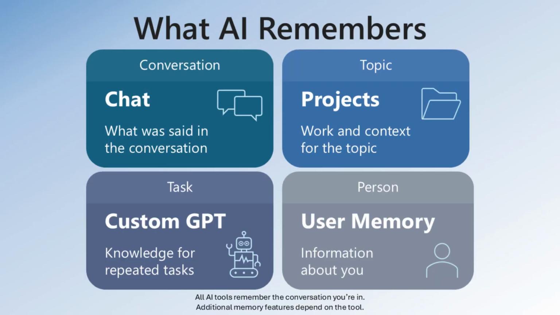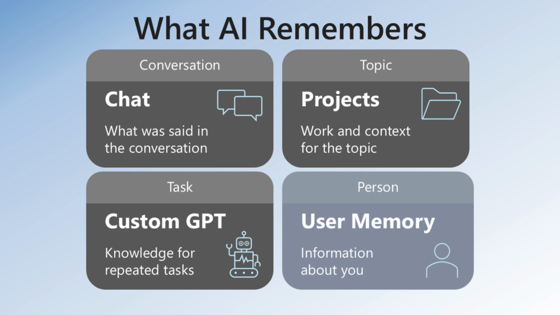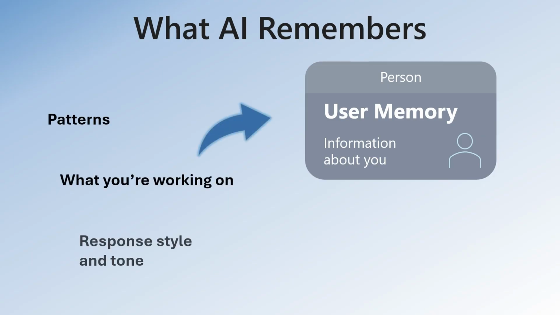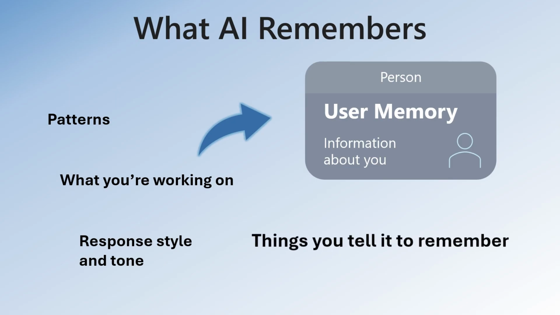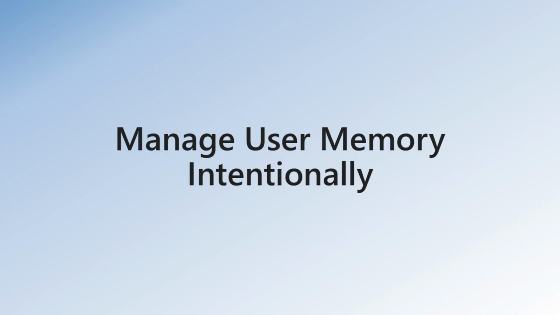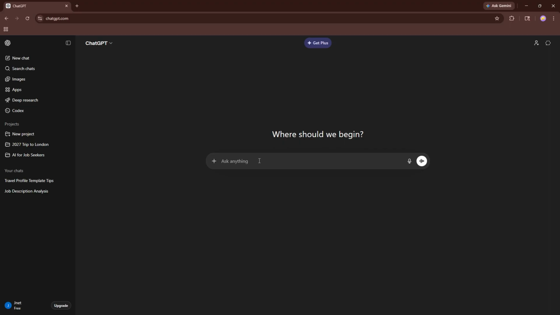ChatGPT has different types of memory, like chat and projects. User memory is the part that stores information about you. This can include things like patterns you use, how you like responses structured, or what you're working on over time. It will also remember the things you tell it to remember. The key is, don't leave memory to chance. Manage it intentionally. Let me show you how to check what's stored.